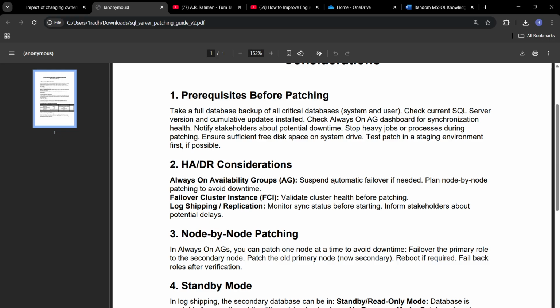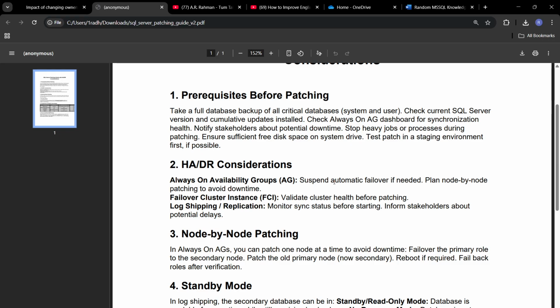Again, I can summarize what HA and DR are. Log shipping is basically used for disaster recovery, and mirroring or Always On is basically used for high availability. With an Always On availability group, we can automatically fail over the server in the first instance, make the secondary server the primary server, and then we will patch the primary server.